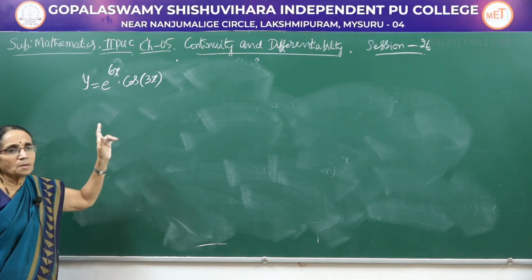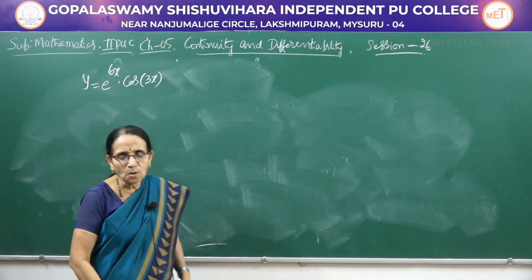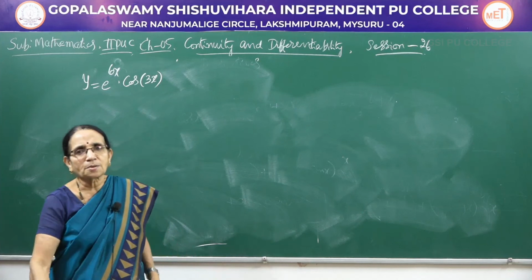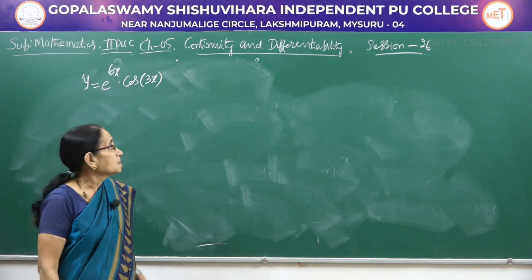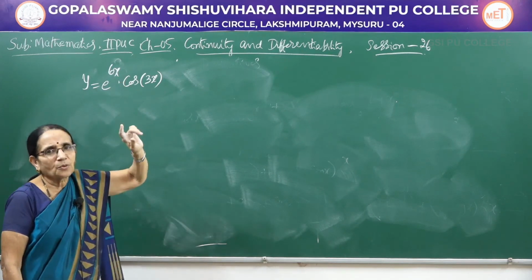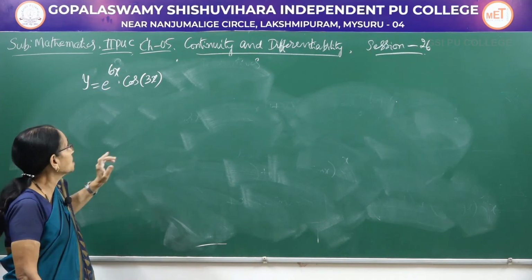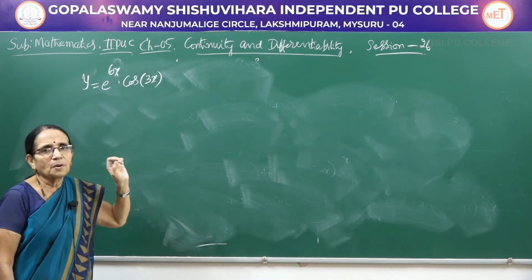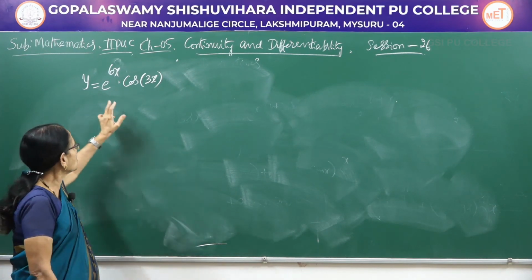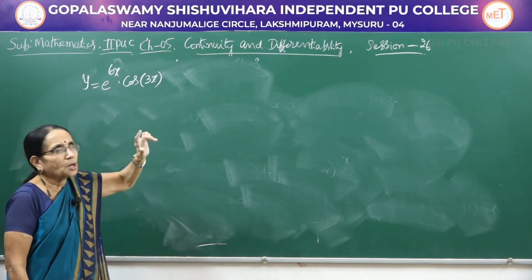Observe the difference between this and the previous one. In the previous problem I had given you e to the power x into cos x, isn't it? That is, e power x was a basic function, cos x was also a basic function. Whereas here, I am having e to the power 6x. So, it is a composite function. You have to differentiate e power x first, then 6x again. So, we have to apply the chain rule.